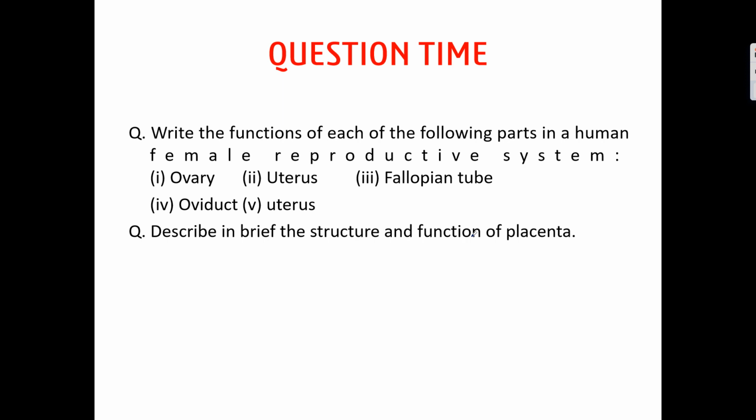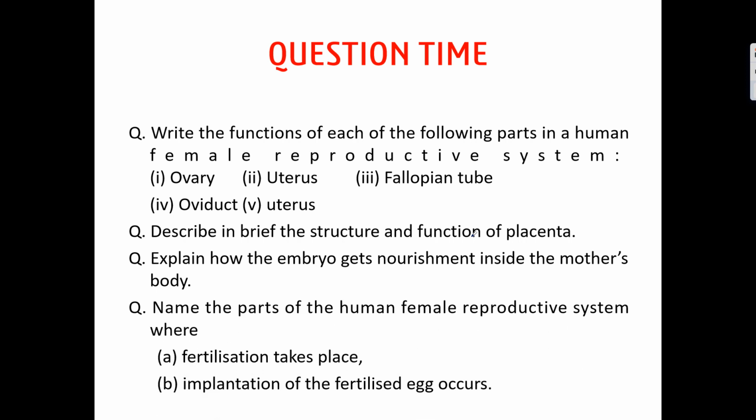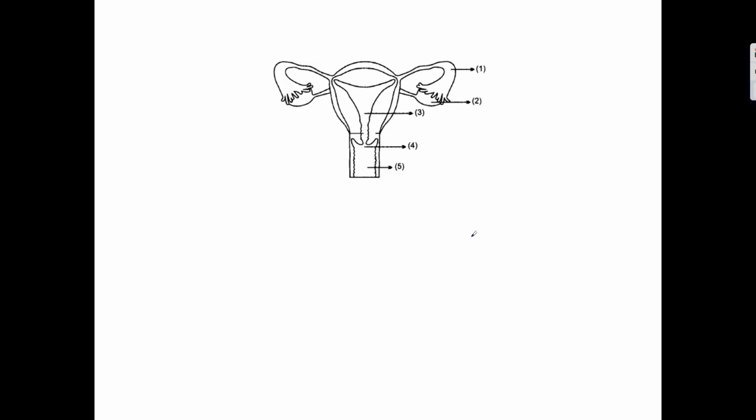Describe in brief the structure and function of the placenta. It is a disc-shaped structure through which the embryo is connected to the mother, and nourishment is received by the embryo through this placenta. How does the embryo get nourishment? That is again the same question, that is placenta. Name the parts where fertilization takes place. It's in the fallopian tube or oviduct. Implantation of the embryo takes place in the uterus.